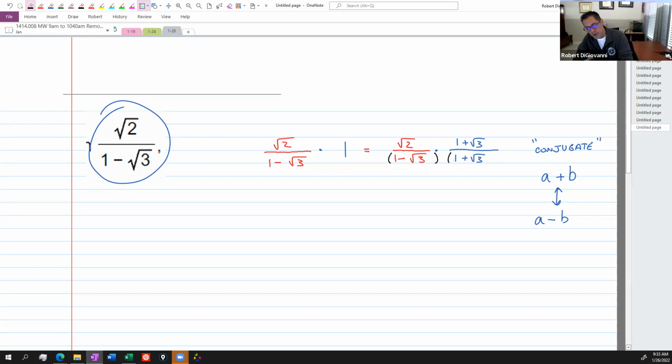So I'm going to multiply the bottom. So I have to do like a FOIL down here. And then on the top, I'm going to have to distribute this root 2 through. All right, y'all ready for me to do this? I'm going to do the root 2 through the top first. So square root of 2 times 1 gives me root 2. And then I have a plus.